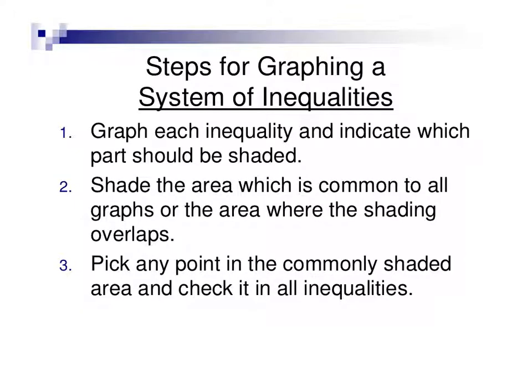All right, so in particular, in this video, we're trying to graph systems. A system is more than one inequality that we have to graph. So you're going to graph each inequality and indicate the part that should be shaded. The area that is the overall answer is the one that they share, the common graph area that's being shaded, so it's going to overlap. You can pick any point in the commonly shaded area and check it in the inequalities. So here we go.